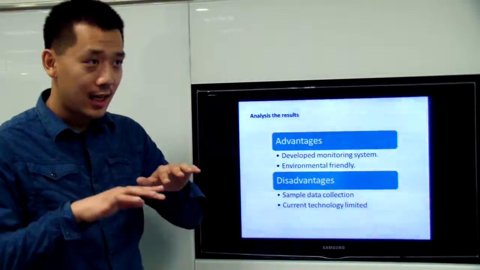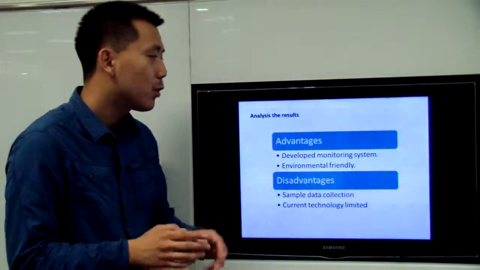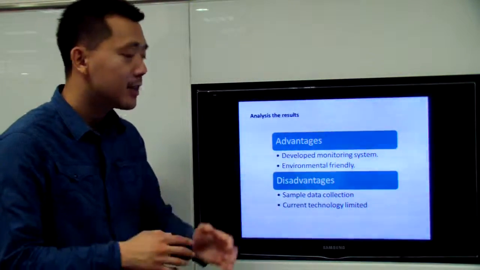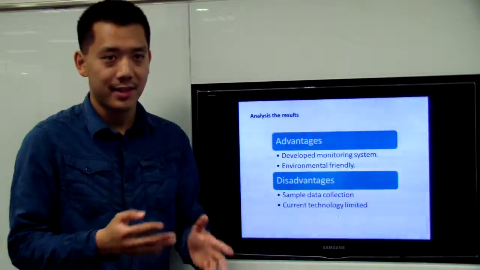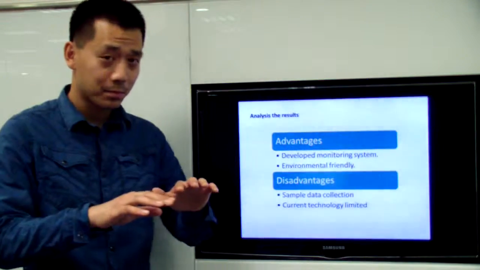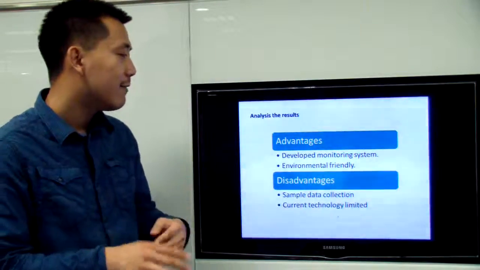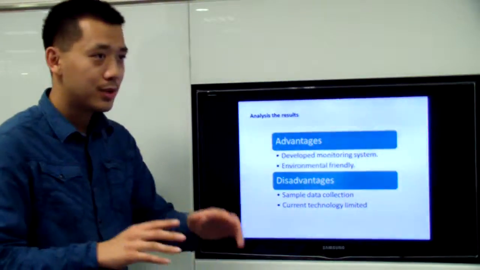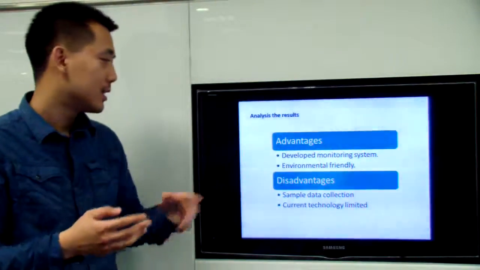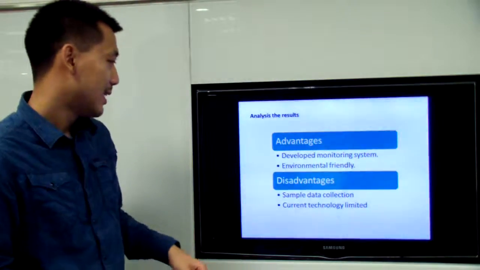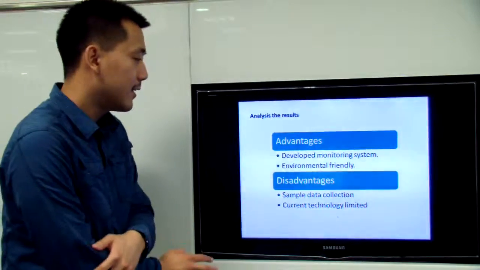Generally, every treatment plant has a developed monitoring system, and the next one is being environmentally friendly. Most, I can say all, of the methods for removing antibiotics in wastewater treatment are environmentally friendly, using physical and chemical friendly processes. Another thing I will talk about significantly is the disadvantages.